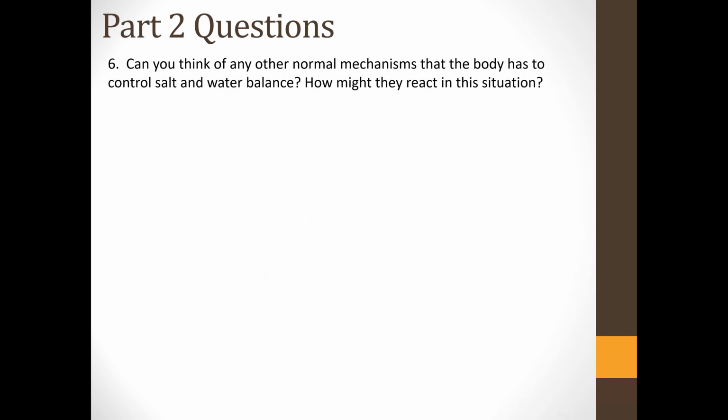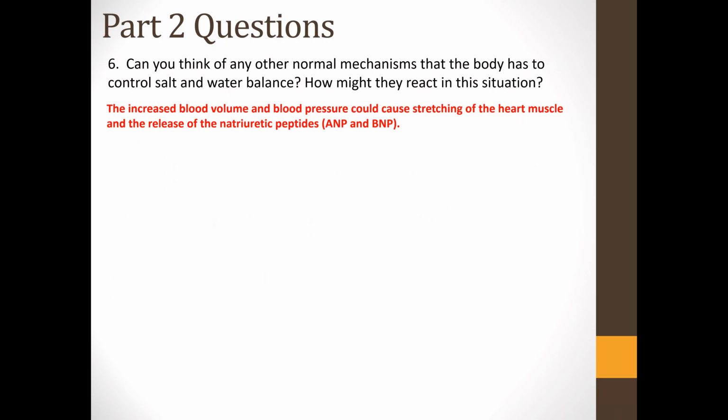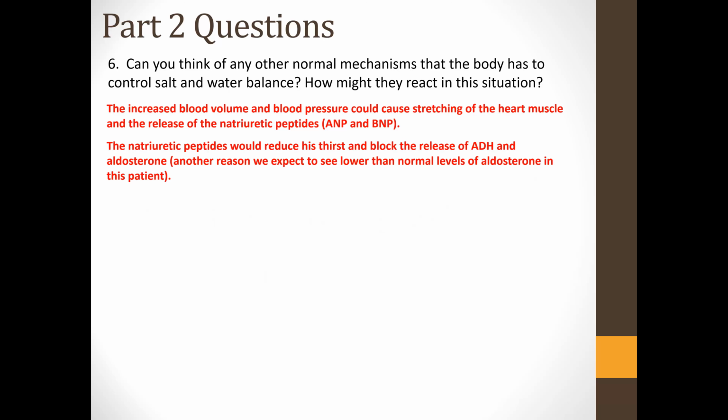Number 6, can you think of any other normal mechanisms that the body has to control salt and water balance? How might they react in this situation? So the increased blood volume and blood pressure could cause stretching of the heart muscle and the release of the natriuretic peptides, so the release of ANP and BNP. The natriuretic peptides would reduce his thirst and block the release of ADH and aldosterone. Yet another reason why we would expect to see lower than normal levels of aldosterone in this patient.